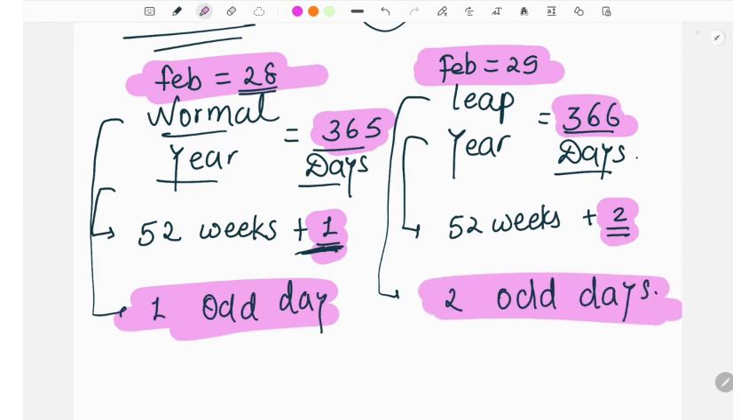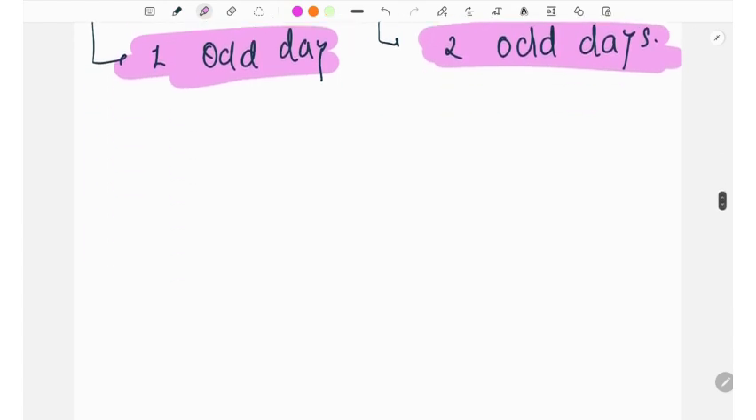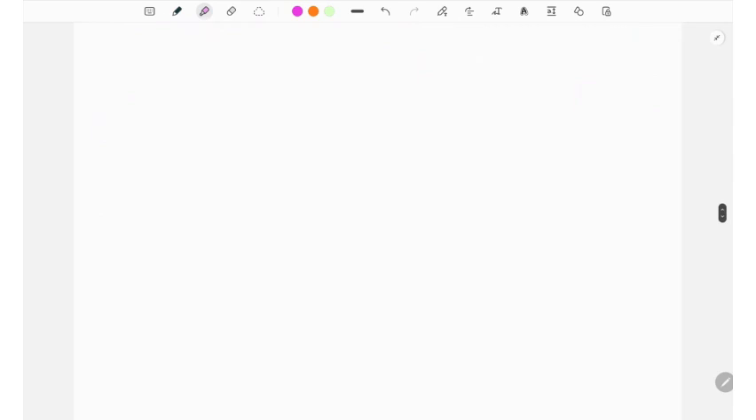Okay, moving on to the next concept now. The next concept that I'm going to tell you is about the codes. This codes is the short trick that we are going to follow for the calendar topic. The complete calendar topic can be solved using these codes. We'll be seeing 2 different categories of code. One will be for the weekdays, and the other one will be for the months. So starting with the codes for week.